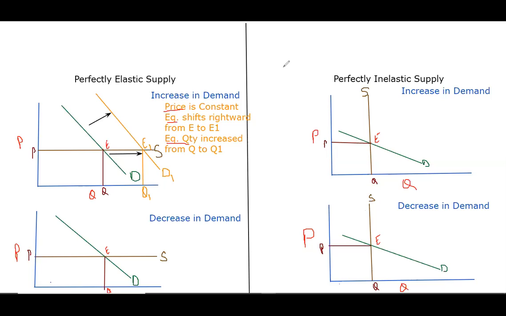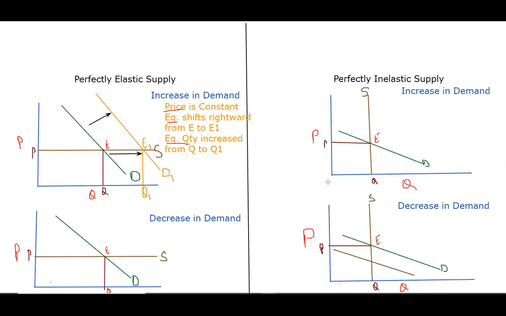Now, what happens in this case if the demand decreases? Everybody please pay attention. When the demand decreases, it decreases on the left side. Keep this in mind. It decreases on the left side, right? Like this. This is how the demand is going to look.